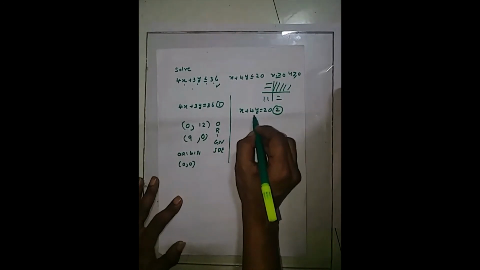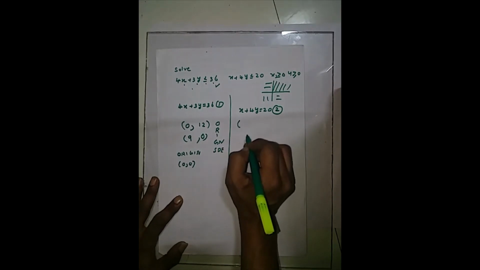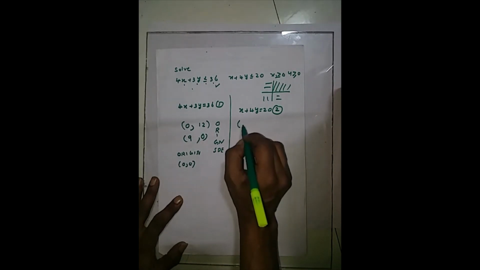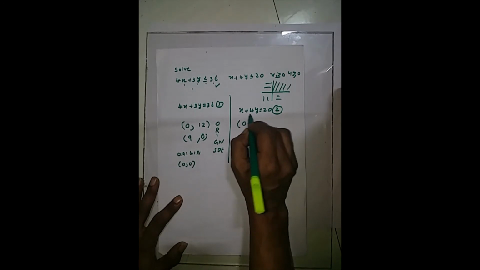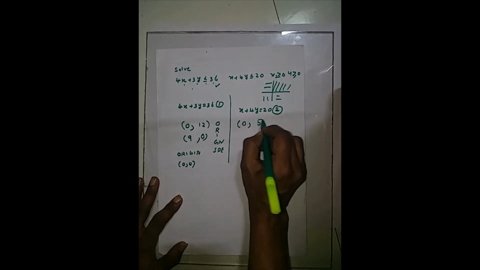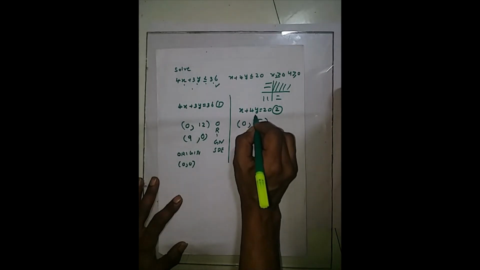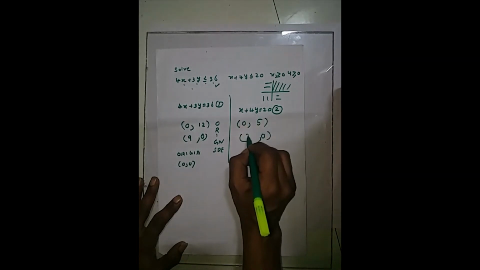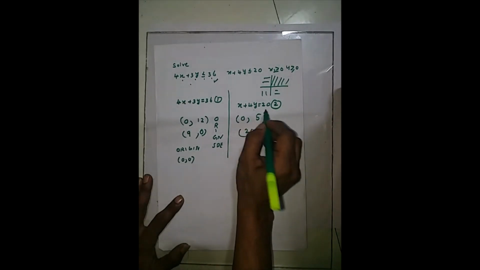Secondly, we will draw this line. For drawing the line, we require 2 points of this line. For that, putting x equal to 0, you will get the y-intercept of the line. x equal to 0 means y equal to 20 upon 4. Putting y equal to 0, x equal to 20. Joining these 2 points, you will get this line.